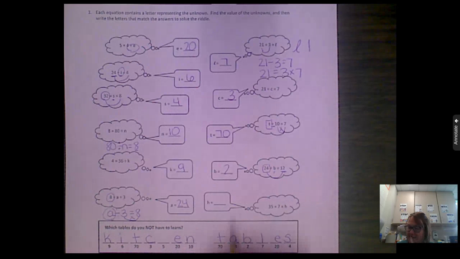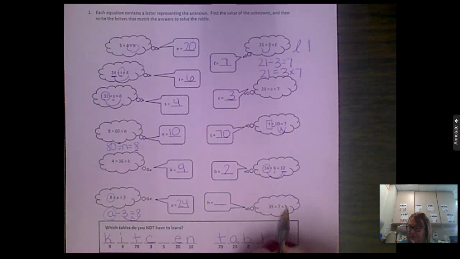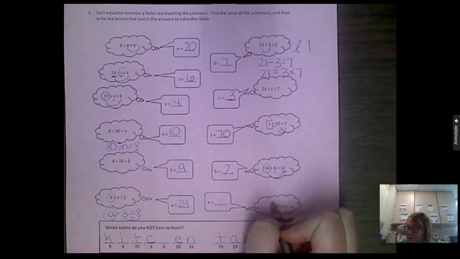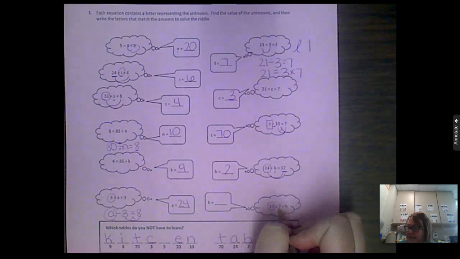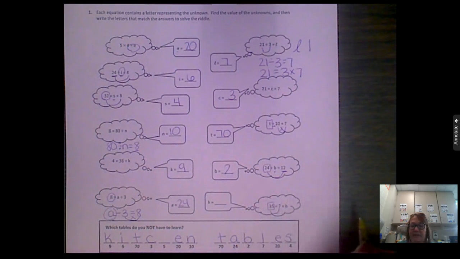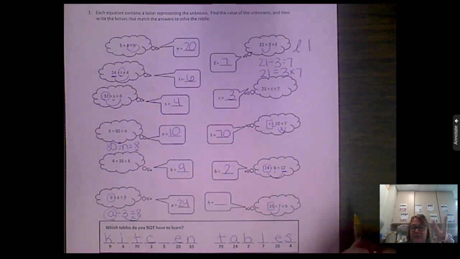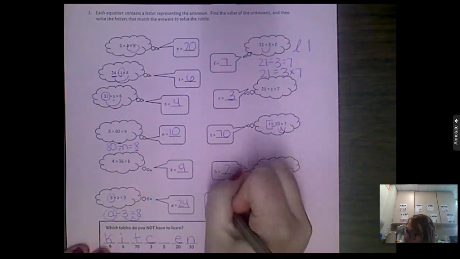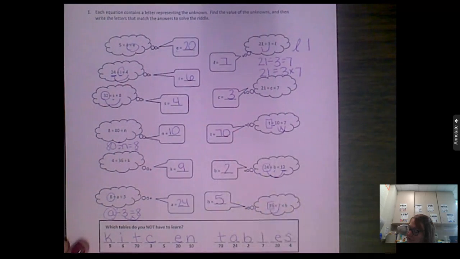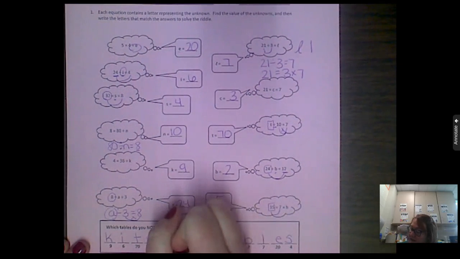All right, let's look. 35 equals 7 times H. Okay, so for this one, again, I know my total. So I can count by 7s until I get to 35. Ready? Let's do our Sergeant 7 song. Okay, 7, 14, 21, 28, 35. Stop. What do we get? 5. Good job, guys. So H equals 5. So there's my 5 and it equals H.